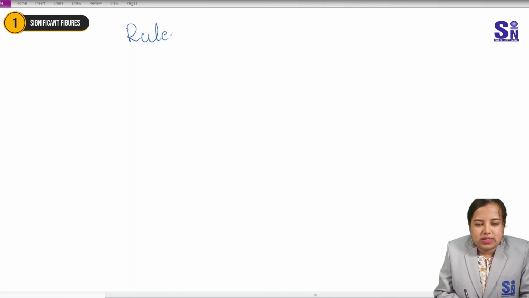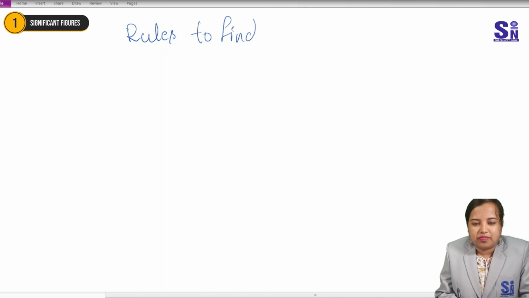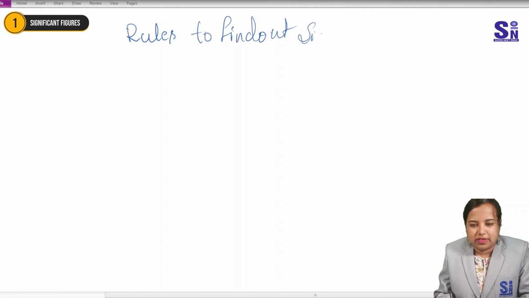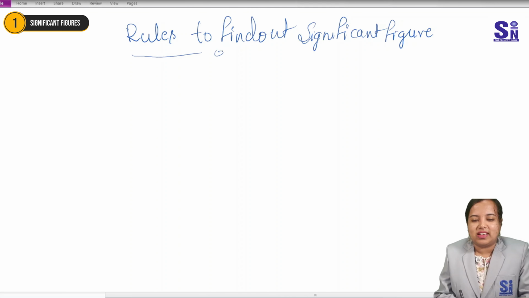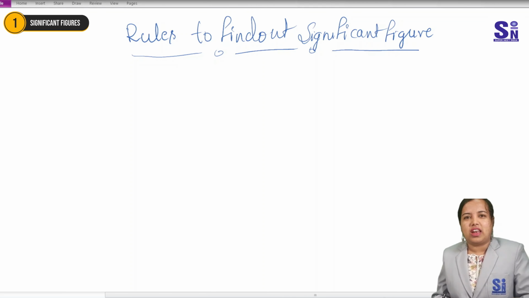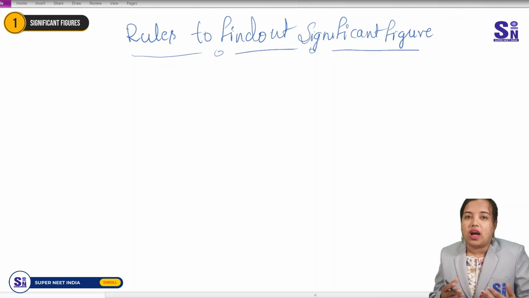Okay, rules to find out significant figures. Without knowing the rules, you may think, oh my god, I can't understand all those rules and I can't answer this. No, not at all like that. It is very simple and important. If you use common sense, you can easily understand.